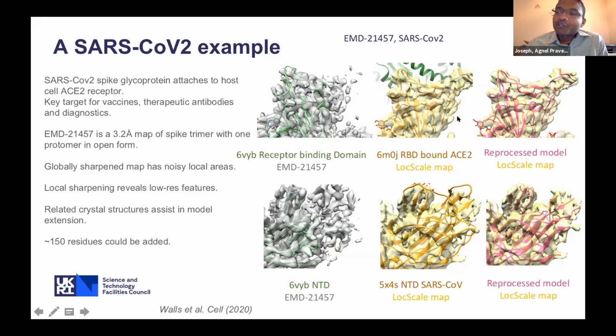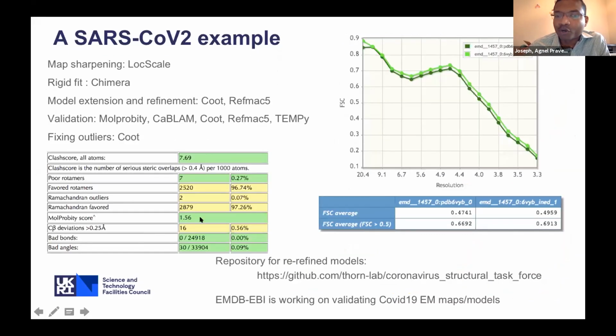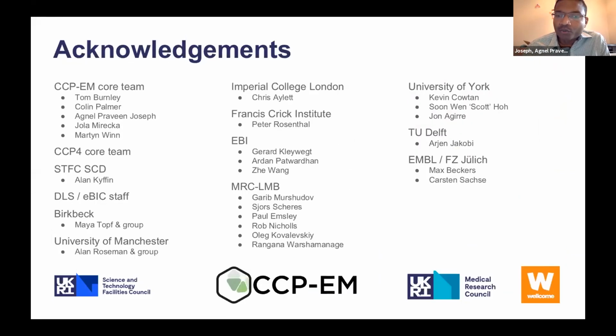Okay, yeah, so basically the idea is that you can use local map processing approaches and information from related structures to build more residues in the map. I could build approximately 150 more residues onto the model which is deposited. The reprocessed model has a reasonable geometry and a slightly better fit to data based on the model-map FSC. So I would like to stop here with acknowledgements to all the collaborators and developers that we work with.